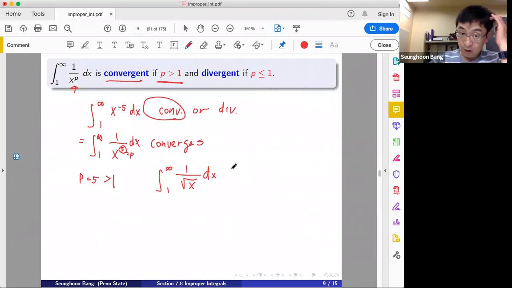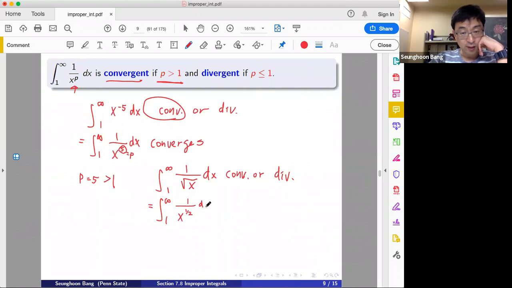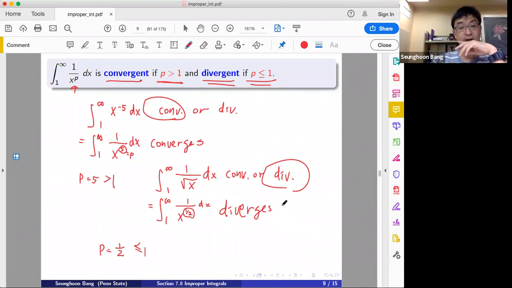This one. Convergence or divergence? What's your answer? Answer is divergent because from 1 to infinity, 1 over x to the power 1 over 2 dx. What's p? P is 1 over 2. The 1 over 2 is less than or equal to 1. Exactly here, always divergent. So it is divergent. This is the answer, right? That's the whole idea for solving this problem.